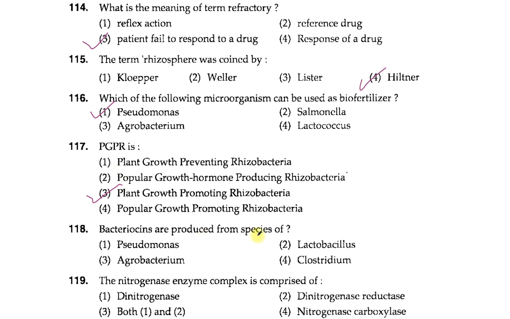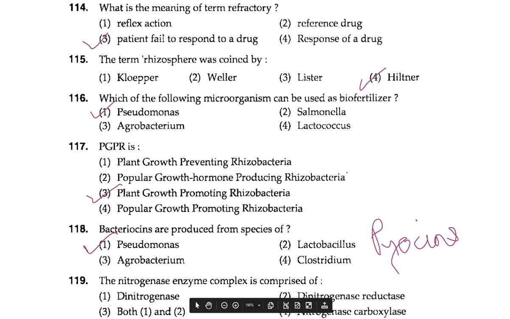Question number 118. Bacteriocins are produced from species of 1. Pseudomonas, 2. Lactobacillus, 3. Agrobacterium, 4. Clostridium. Here the correct answer is Pseudomonas. Bacteriocins are substances produced by a bacterium which inhibit other closely related bacteria. The bacteriocins produced by Pseudomonas are called pyocins.